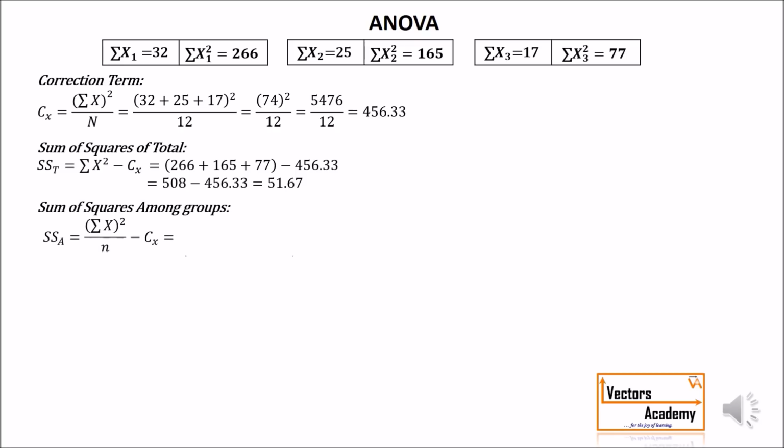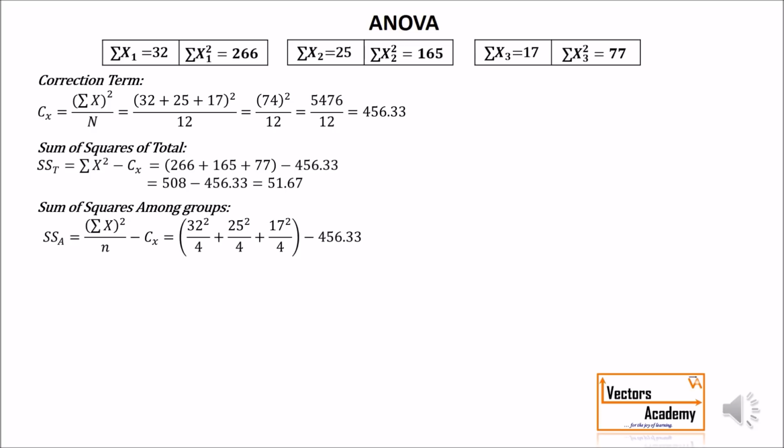Next is the sum of squares among groups. That is given by the formula summation of x the whole square divided by small n, minus the correction term. Now what is small n? Small n is the number of students in each category. In each category we have 4 students. So what I'll do is, I'll square 32 divided by 4, square 25, which is the total of all the questions in the medium noise, divided by 4 students. In the same way for the loud noise as well.